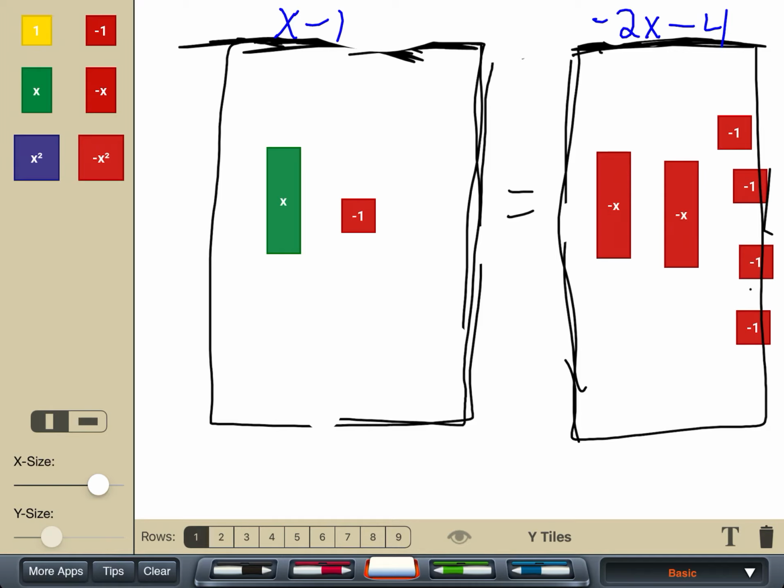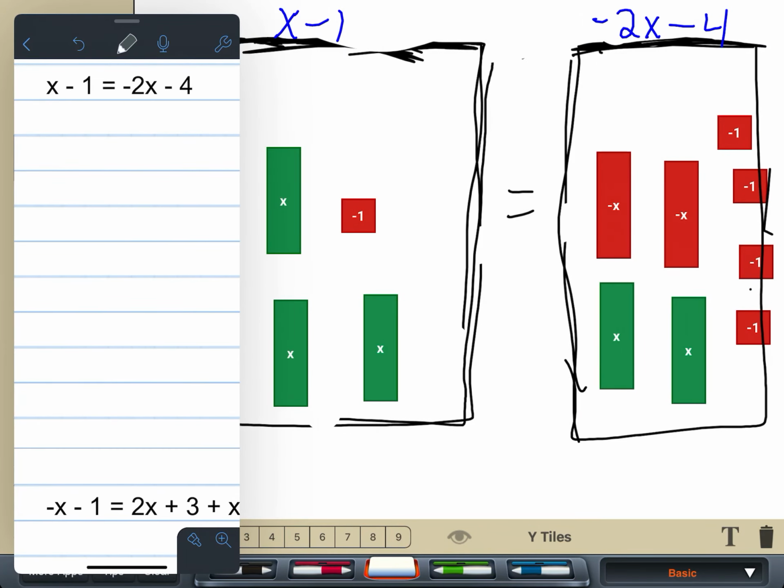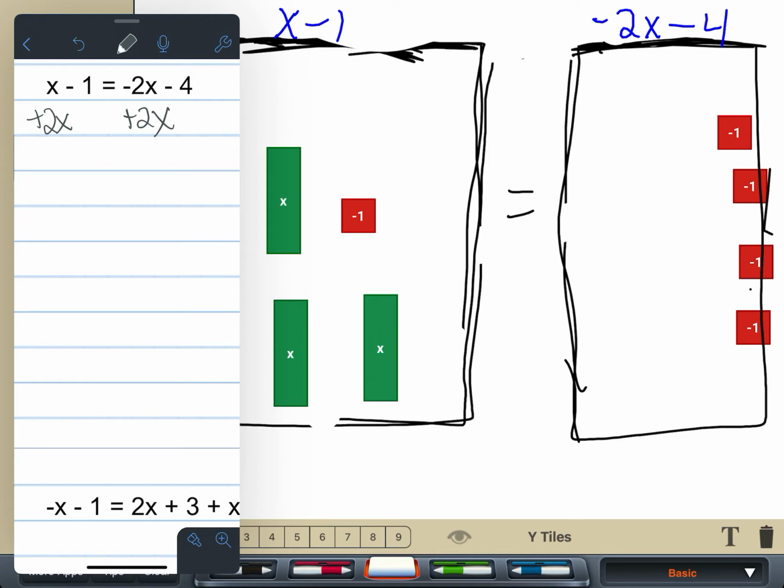So just because the negative 2x is negative, I am going to add 2x to make a 0 pair, and what I do to one side, I have to do to the other. So just to document that step, we're going to add 2x to both sides. And then on this side, these will cancel. These will cancel. This side, nothing cancels. We now have 3x minus 1 equals negative 4.